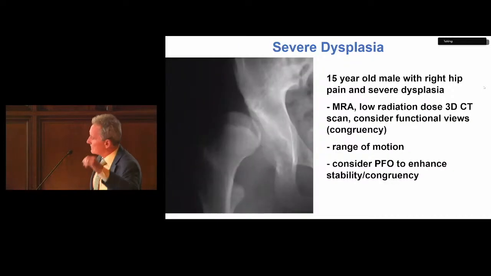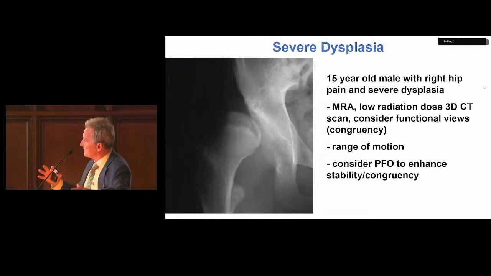So this is a 15-year-old boy with severe dysplasia of the right hip, and you look at this hip and you think, okay, can we reconstruct this? Can we create a relatively congruent, stable joint? And that's what the goal is. For all our patients, we get an MR arthrogram, we get a low radiation dose 3D CT scan. Range of motion is a big part of the evaluation, both pre and intra-op.